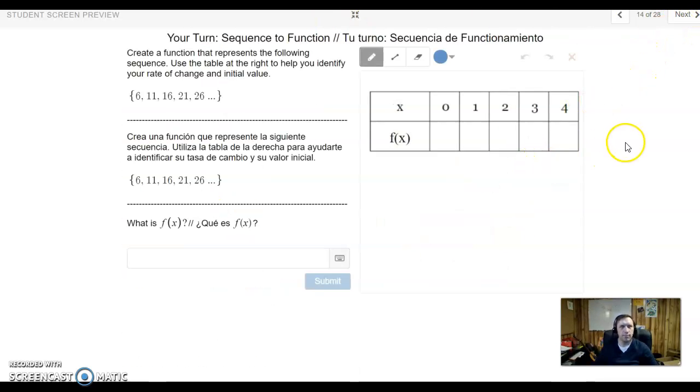So then you try it. Can you write a function for this? Did you get f of x is 5x plus 1? If so, awesome, you did it. If not, join me as I walk through this.